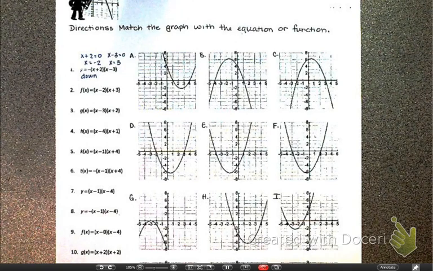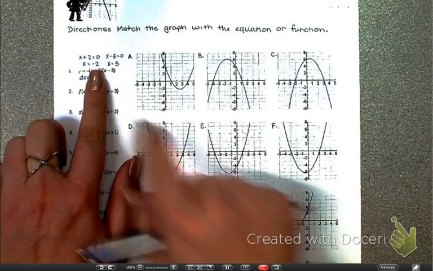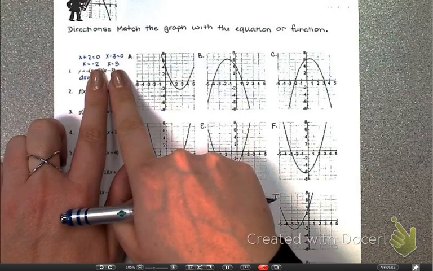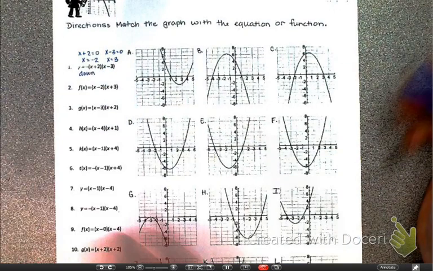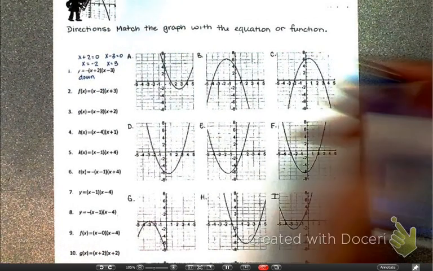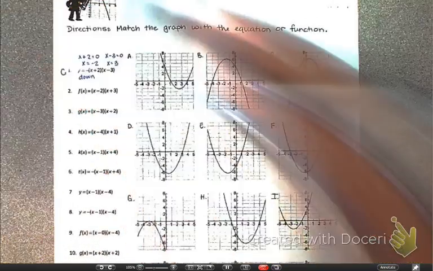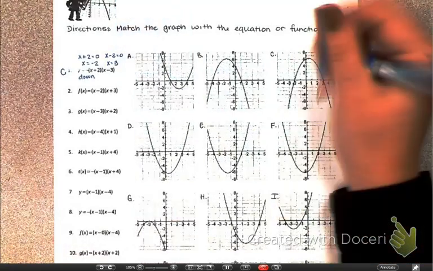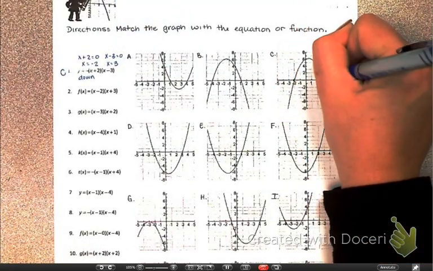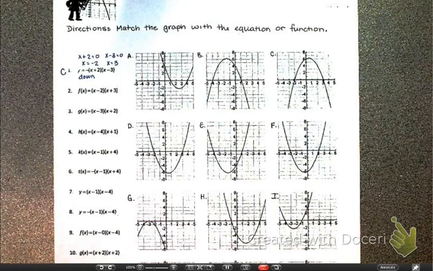Okay, so if my x-intercepts are -2 and 3, which graph faces upside down and crosses at -2 and 3? C. Does everyone see that? It crosses at -2 and 3? It goes upside down? Do you think you can now go through most of these? Okay, I'd like you to take another couple minutes with your group and see if you can come up with which graph matches which equation.